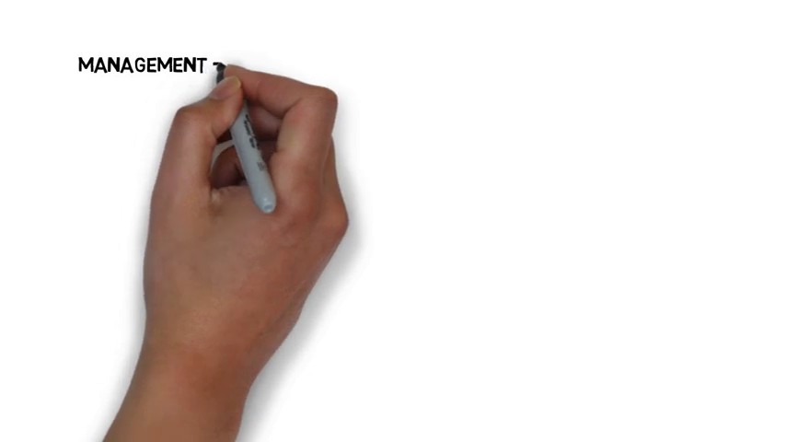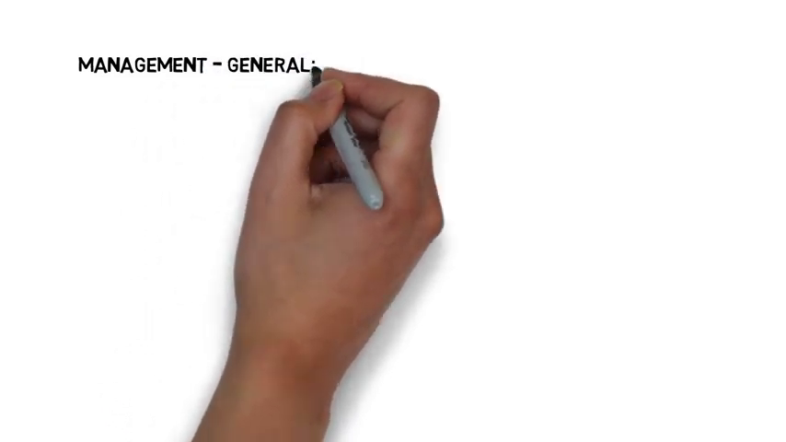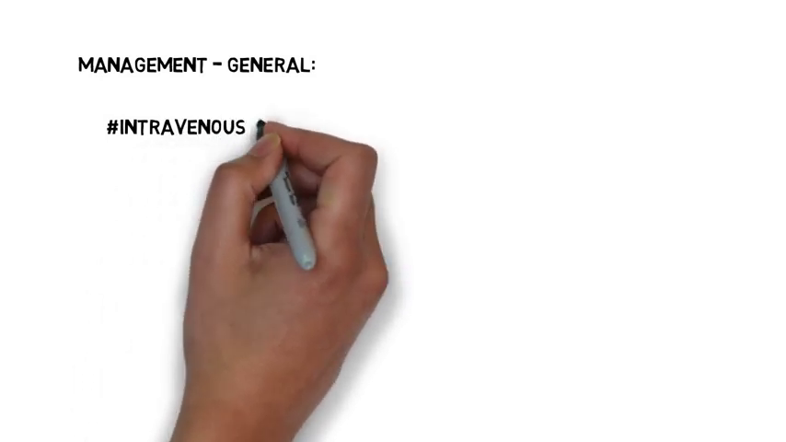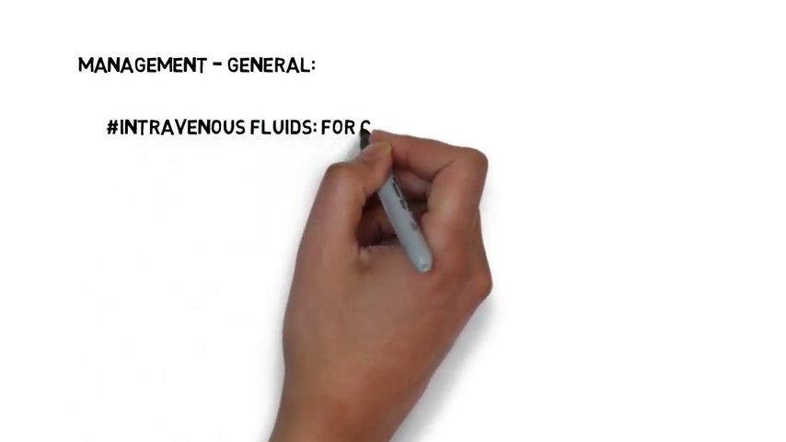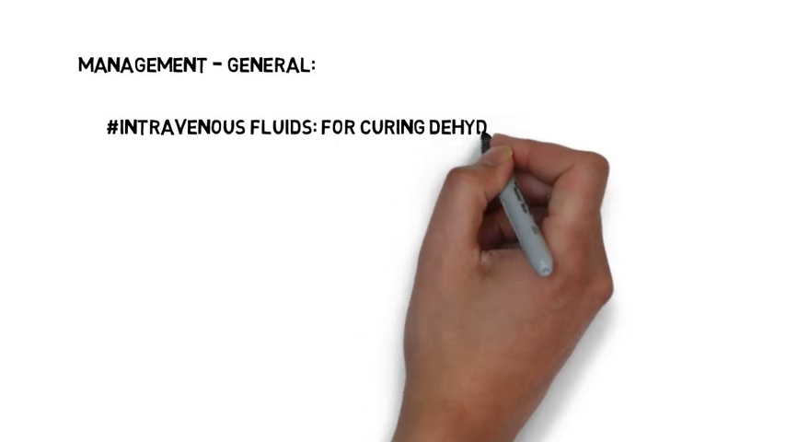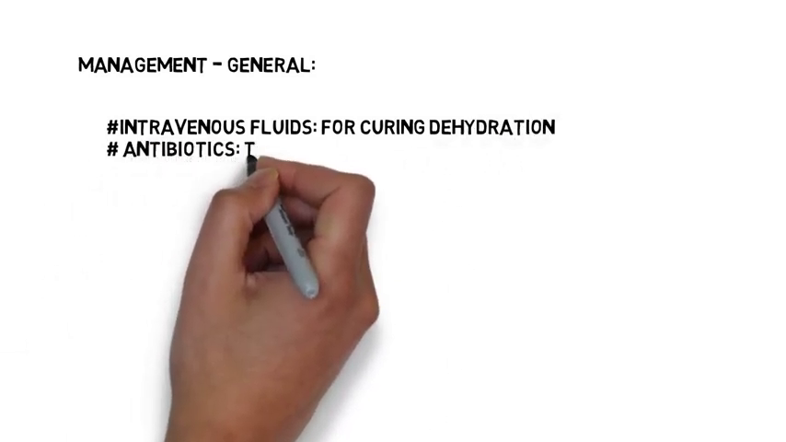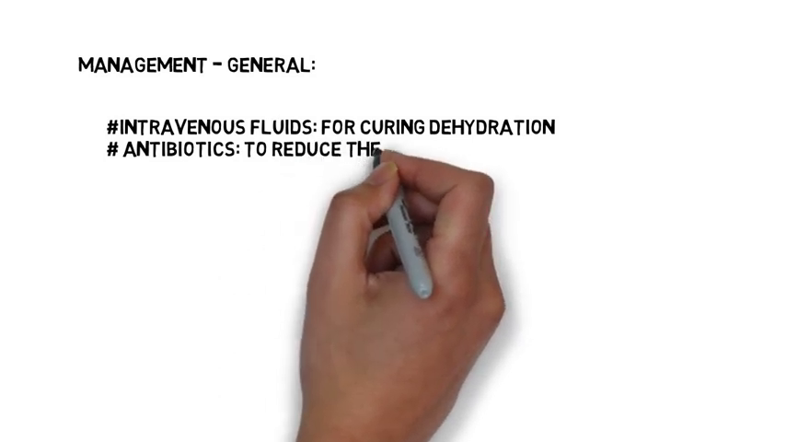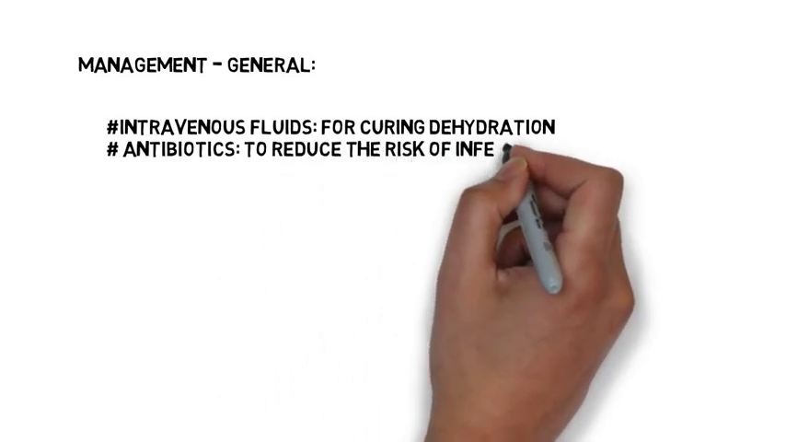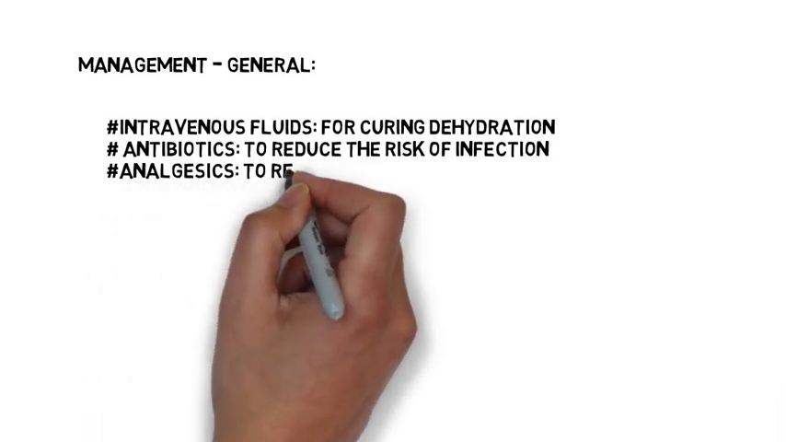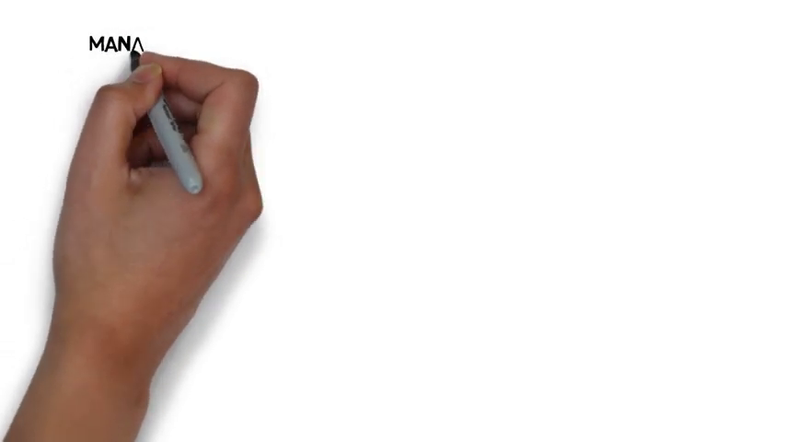So management, there is general management. At first we give intravenous fluid. Due to the vomiting, there is dehydration. For curing dehydration, we give intravenous fluids. Antibiotics: due to the inflammation and infection, it is spread, so to reduce the risk of infection, antibiotics are given. And third one is analgesic to relieve the pain, which is very, very devastating.